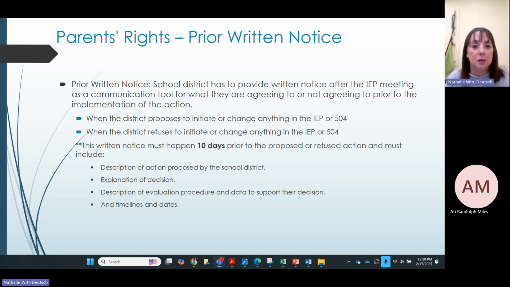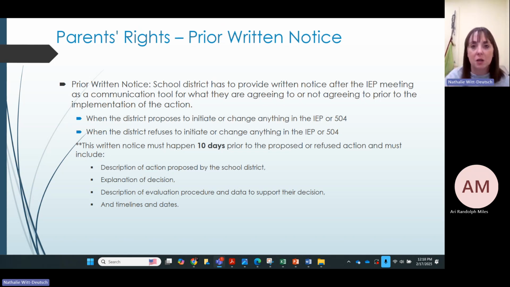The written notice must happen 10 days prior to the proposed or refused action, and it must include the description of the action proposed by the school district, the explanation of the decision that was made at the IEP meeting, the description of the evaluation procedure and data to support their decision, as well as timelines and dates. So the district must use this to write out their proposal to initiate or change anything in the IEP or 504, as well as when they refuse to initiate or change anything. You want to know why and what is happening that will be implemented prior to it actually being implemented.